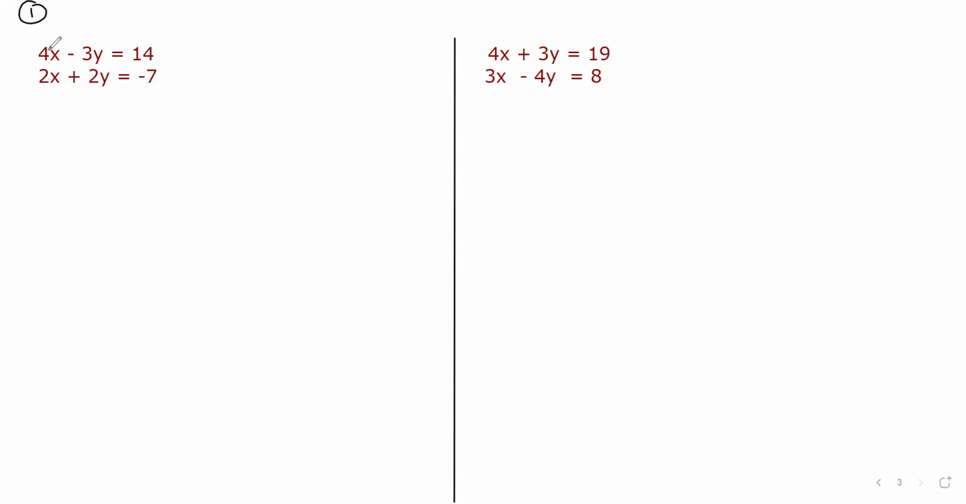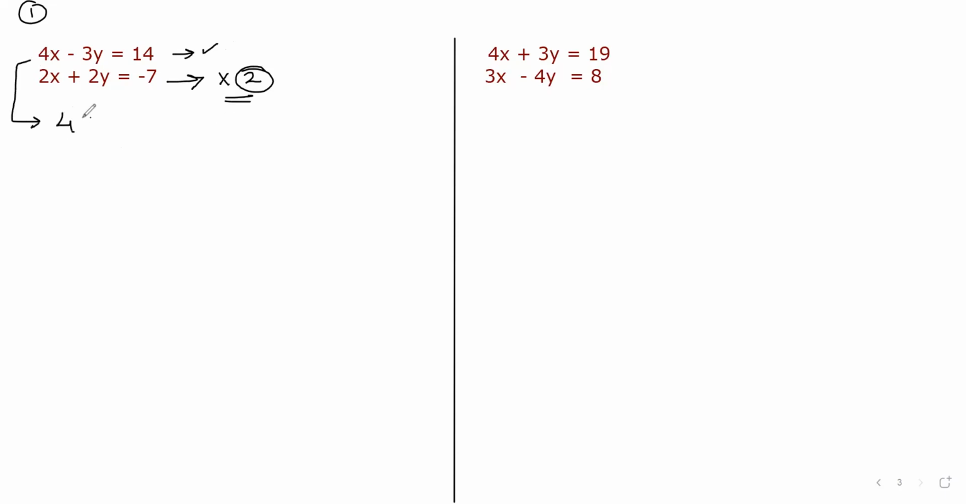But I want to change the 2 into 4. How to change the 2 into 4? By multiplying the 2 by 2. So I'm going to be fair by multiplying all the terms in the second equation by 2. I cannot just multiply the 2x by 2 and get a 4x. I have to multiply the whole equation. So my new equations, the first one is going to be kept the same. The second one will be multiplied by 2.